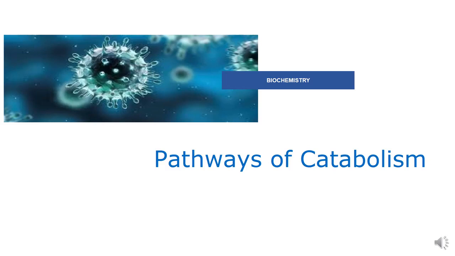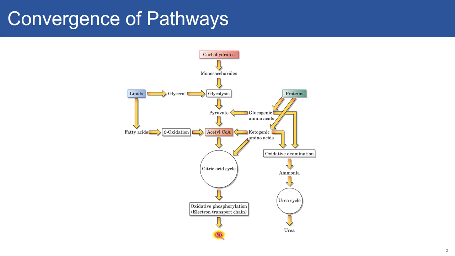Welcome to this biochemistry lecture on pathways of catabolism, and this is a general overview. We're going to talk about all the different pathways that exist for catabolism, and from this chart you can see we're going to start at the top with carbohydrates. So we bring in carbohydrates, we'll talk about breaking them down into monosaccharides. That allows the saccharides to go into glycolysis.